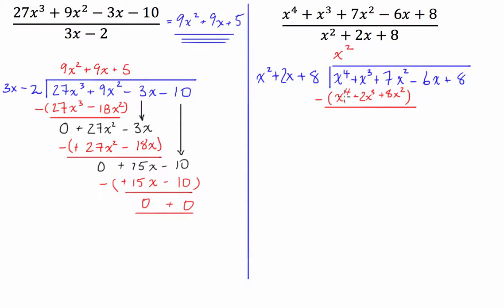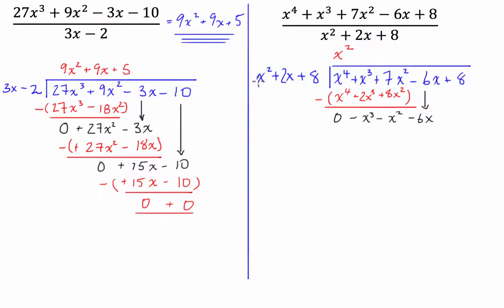And we're left with x to the 4, take x to the 4 is a 0. x to the 3, take 2x to the 3 is negative x to the 3. 7x squared, take 8x squared is negative x squared. Then we bring down the negative 6x. Minus 6x. Cool. And we do exactly the same thing again.